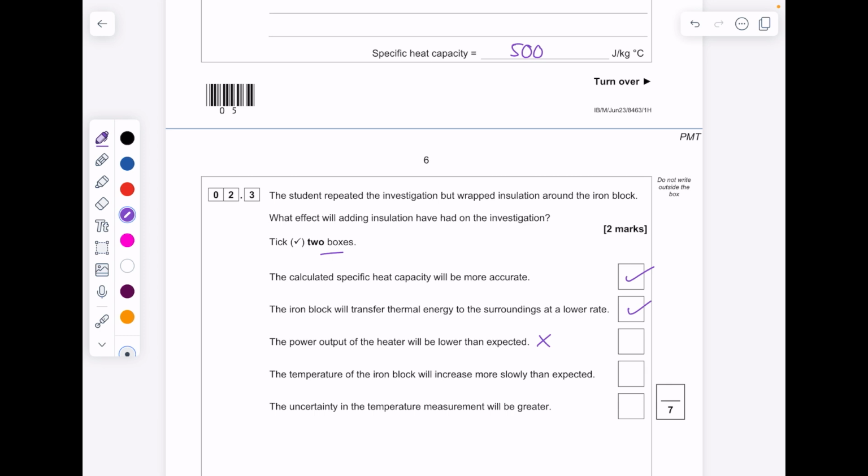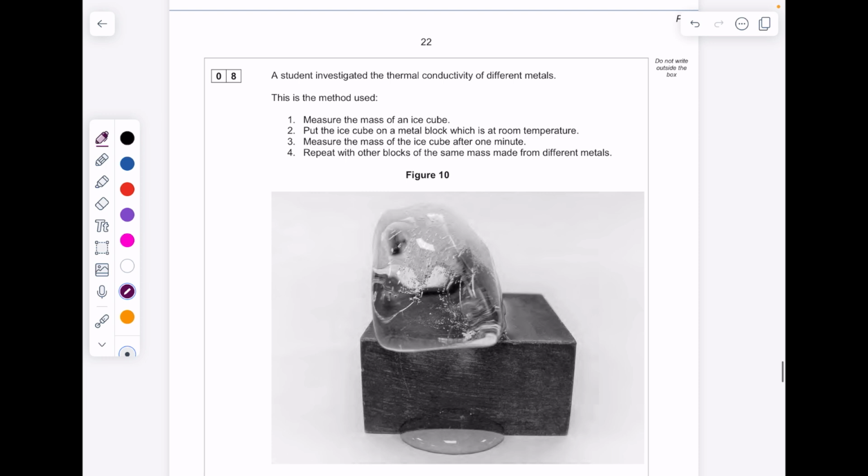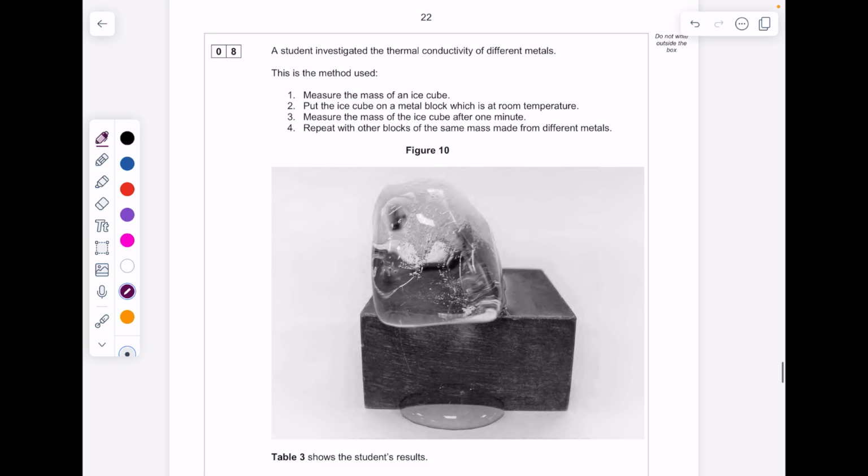The temperature of the iron block will increase more slowly than expected. Absolutely not. The uncertainty in the temperature measurement will be greater. It's got nothing to do with how you read the thermometer, so I'm confident that options 1 and 2 are correct.